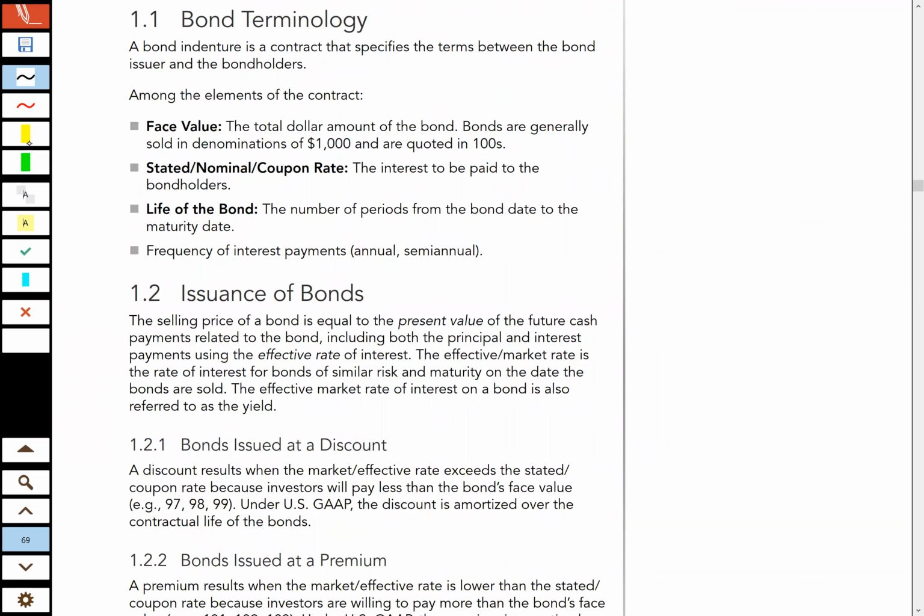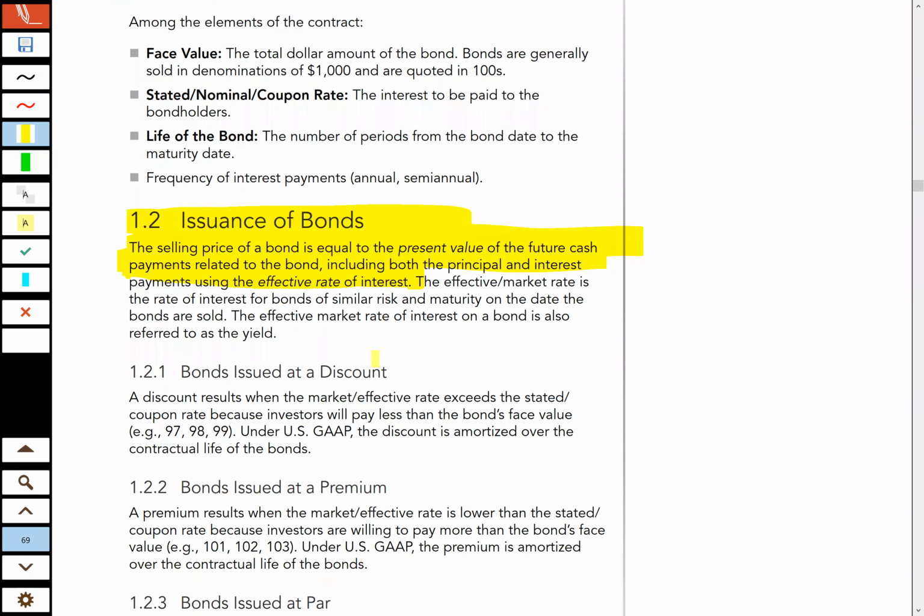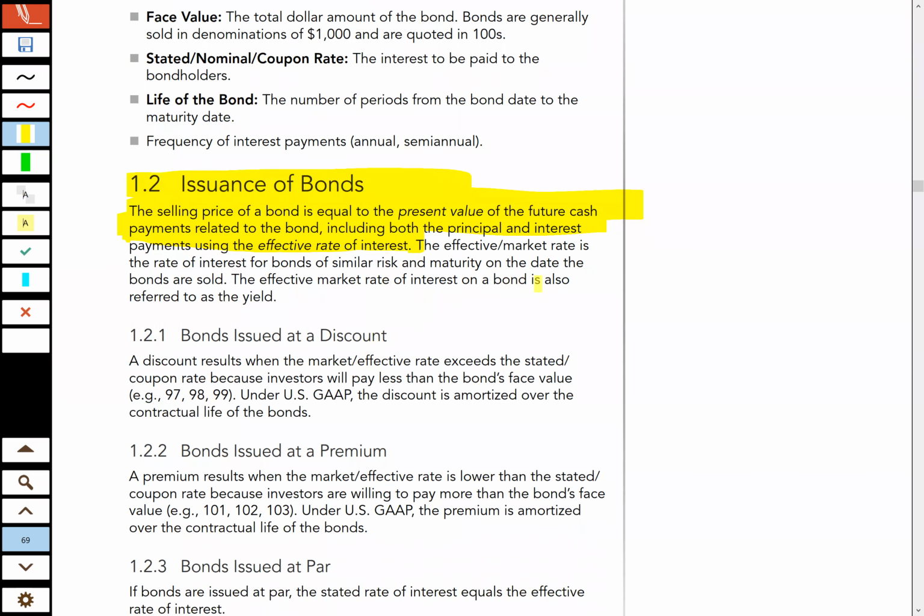Okay, so let's just go ahead and take a look at the issuance of bonds. The selling price of a bond is equal to the present value of future cash payments related to the bond, including both interest and principal. And we use the effective rate of interest to calculate the issue price of a bond. So we are going to be using present value accounting here. The exam problems will have to give you the present value factors that you need to use to answer that question.